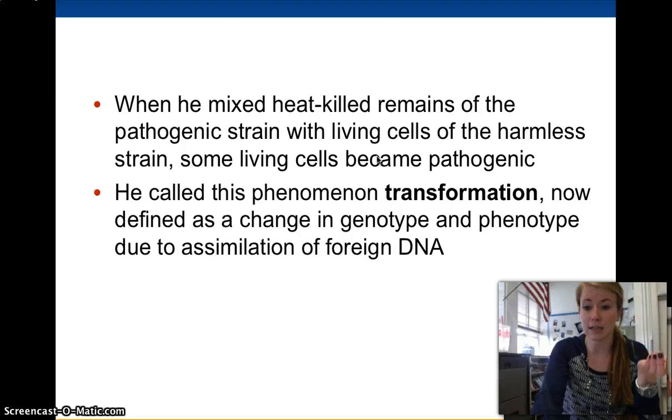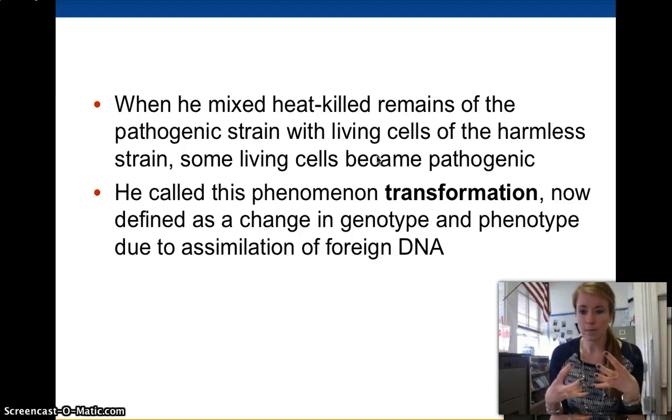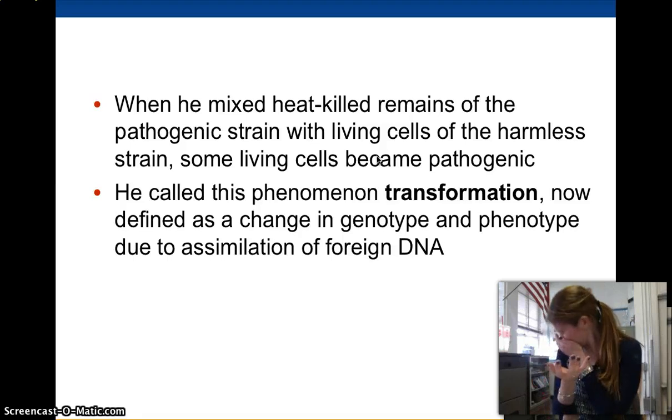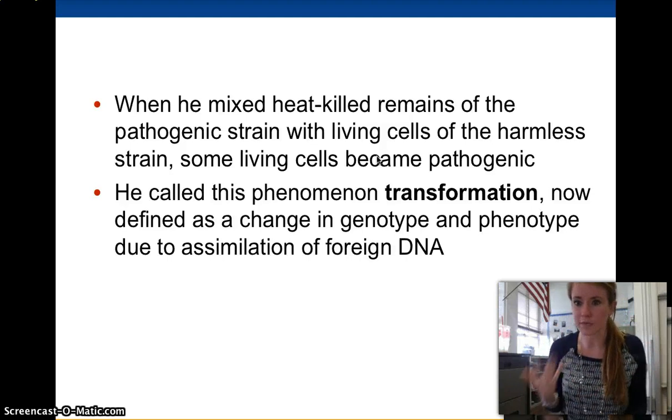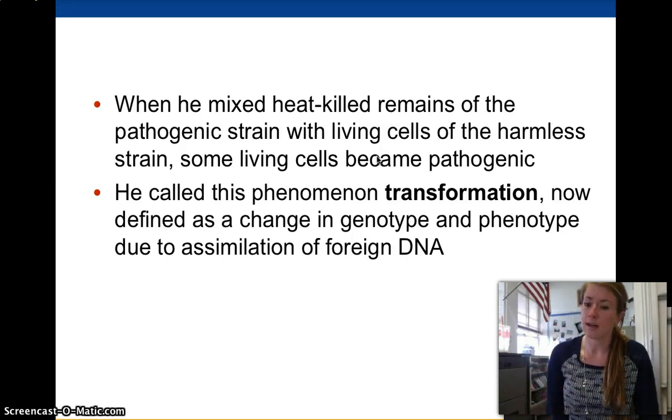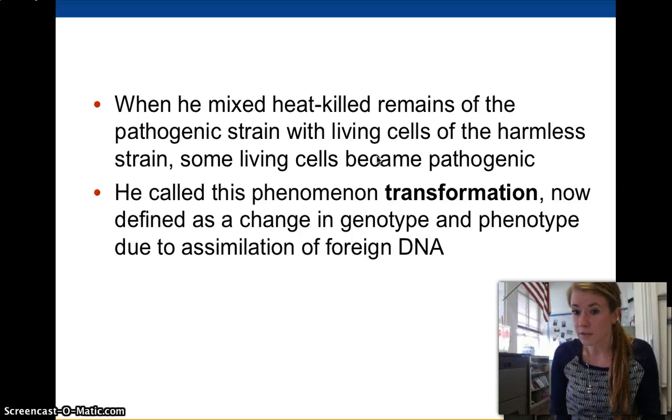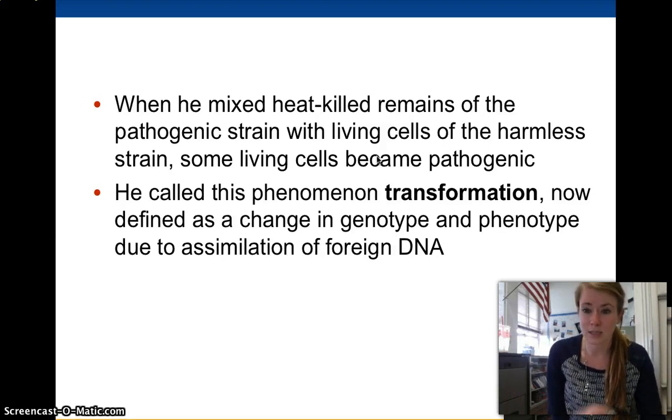So what he was able to determine was that when he combined the living cells that were non-pathogenic with the cells that were dead but pathogenic, the living cells became transformed into pathogenic cells. Basically, they were not harmful, and they got mixed in with the dead harmful cells, and then they themselves became harmful. And Griffith called this phenomenon transformation because he was transforming these non-harmful cells into cells that could cause pneumonia.